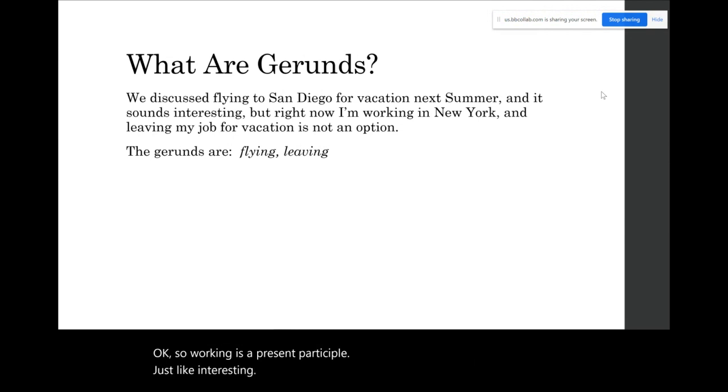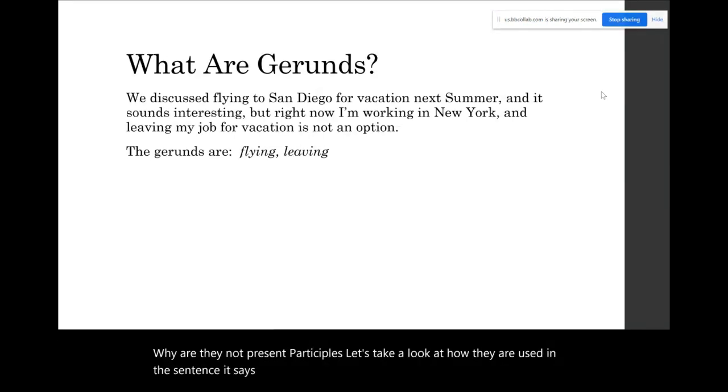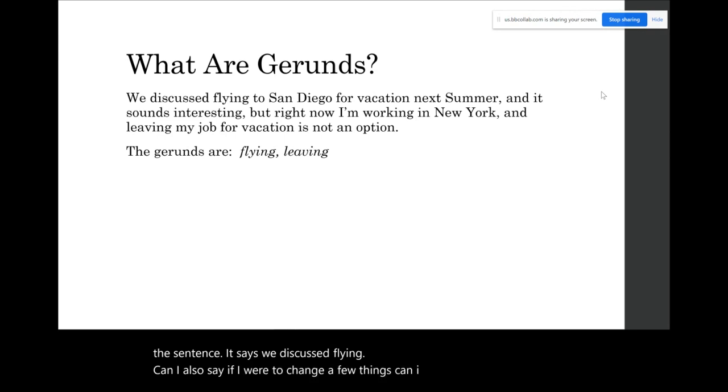But working is part of the progressive verb. Interesting is an adjective. So that leaves us with two gerunds, flying and leaving. But why are they gerunds? Why are they not present participles? Let's take a look at how they're used in the sentence. It says, we discussed flying. If I were to change a few things, can I say, we discussed it?